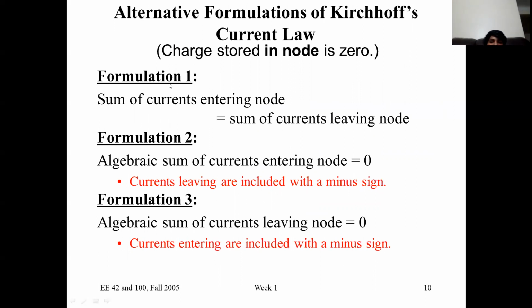Alternative formulations of Kirchhoff's current law. Charge stored in a node is 0. Formulation 1: sum of currents entering a node equals sum of currents leaving the node. Formulation 2: algebraic sum of currents entering a node equals 0. Currents leaving it are included with a minus sign. Formulation 3: algebraic sum of currents leaving a node equals 0. Currents entering are included with a minus sign.